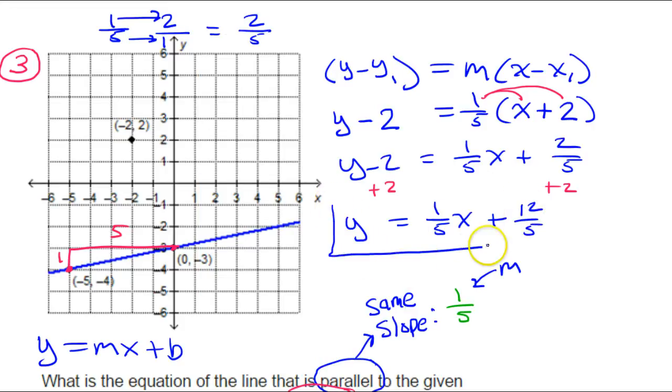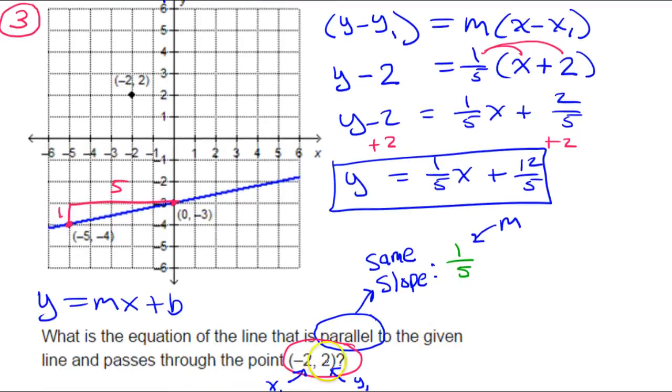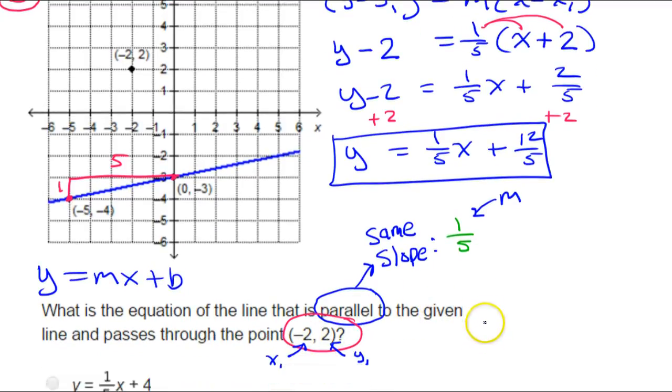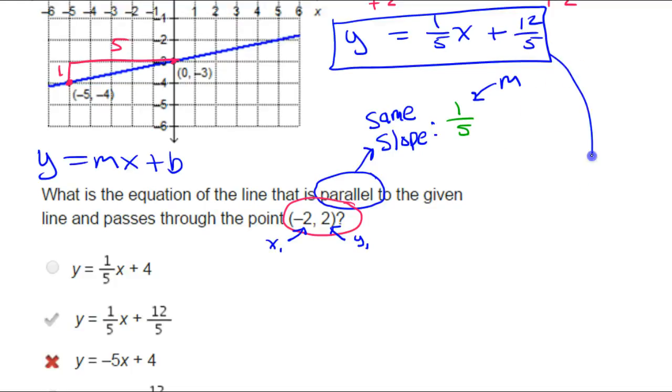So this would be an equation for the line that is parallel to this line and passing through the point -2, 2. And you can see that this matches the second answer right there.